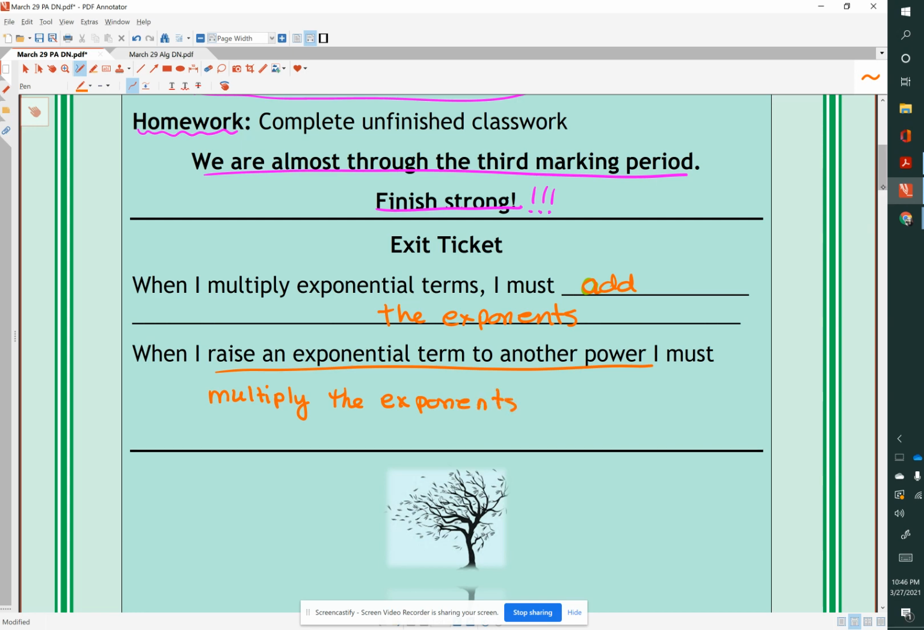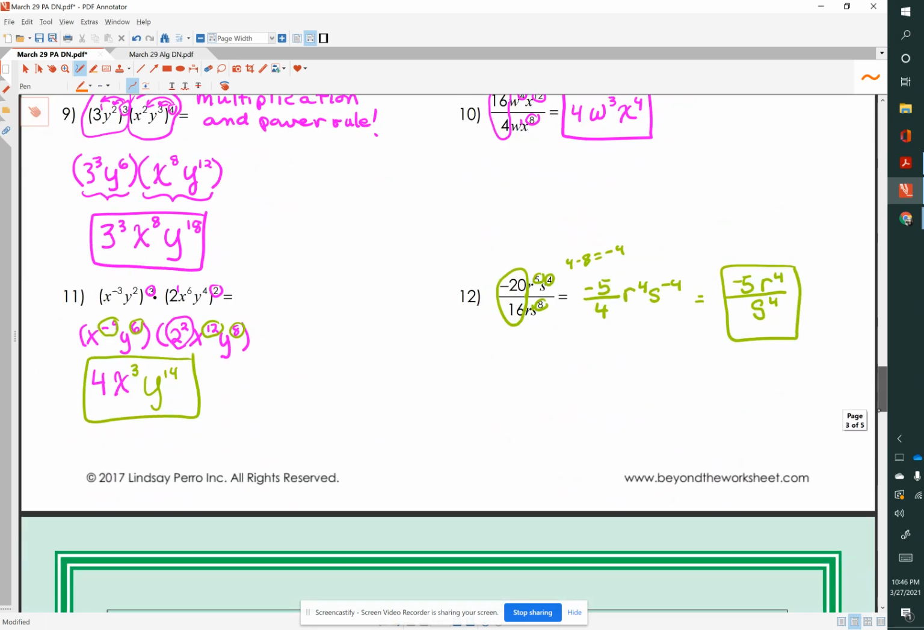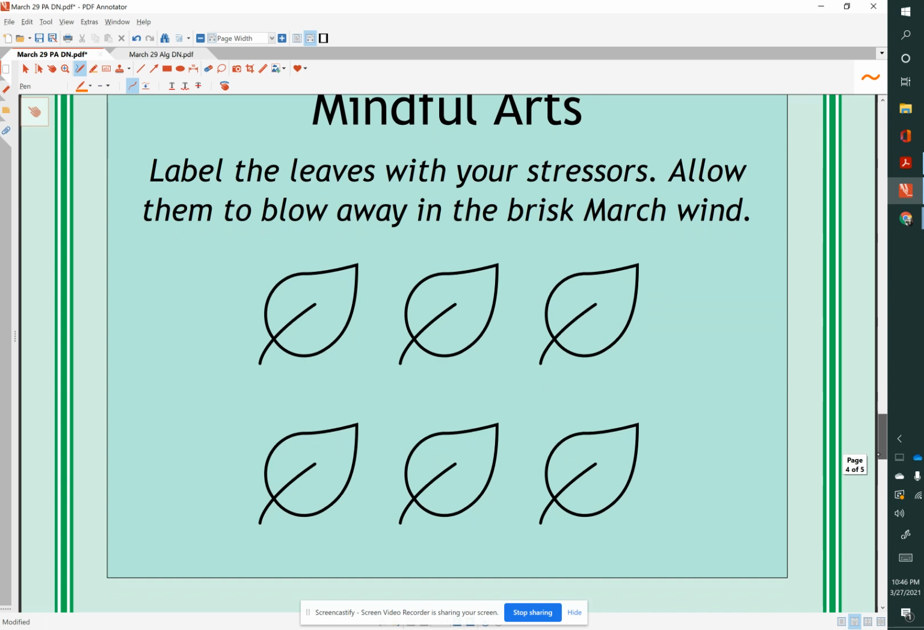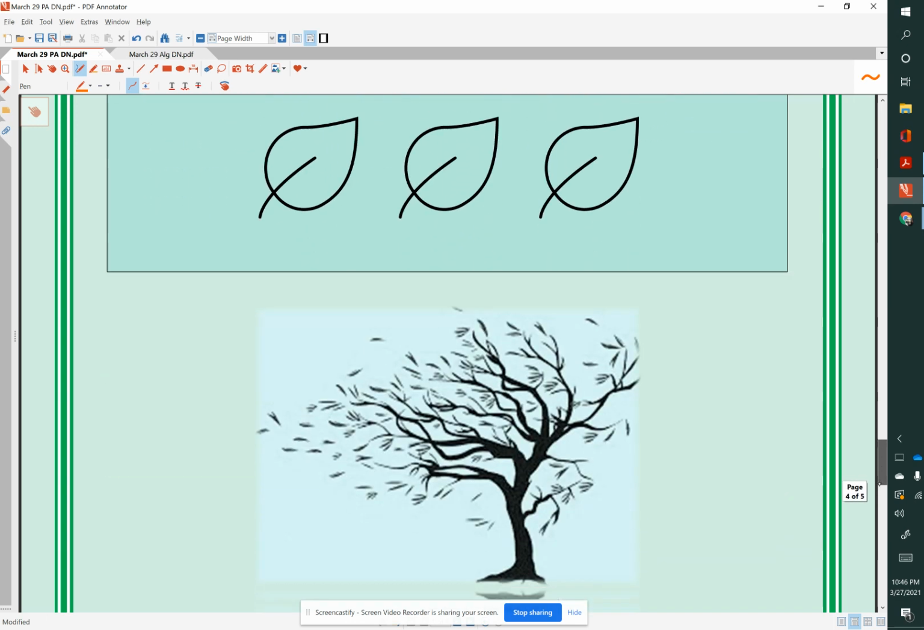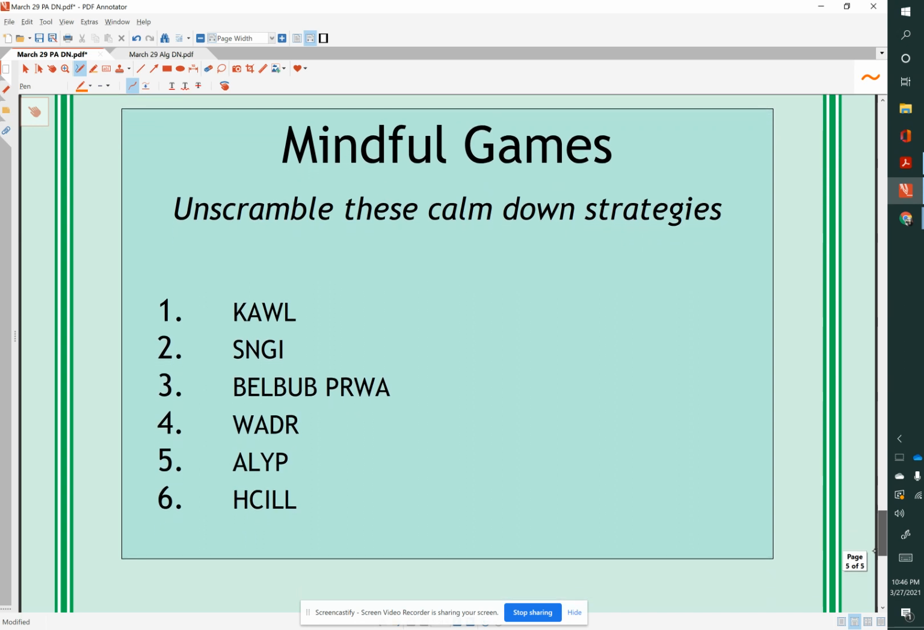And if you finished early today, I do have a little fun for you. I've got, you can label the leaves with your stressors and imagine them blowing away in the brisk March wind, or we have a word scramble there that you can do.